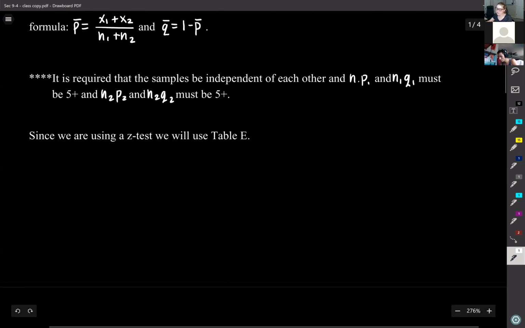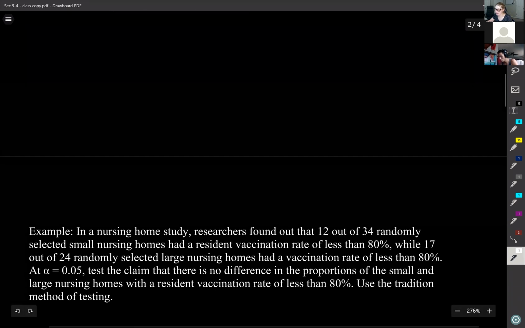All right, and then lastly, it says since we're using a z-test, we're going to be using table E. So that sets everything up, but now we can go ahead and try applying this on an example.